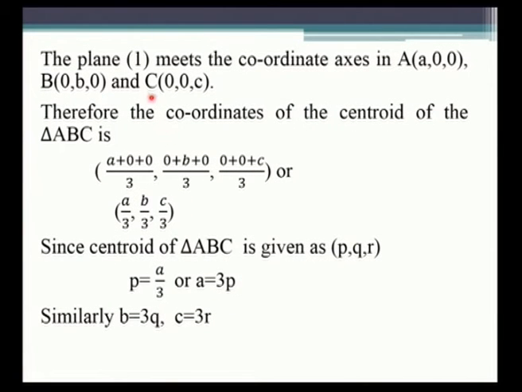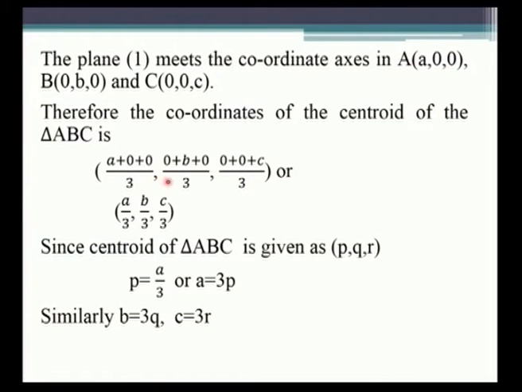Next, the plane represented by equation 1 meets the coordinate axes at the points A, B and C, where A has the coordinates (a, 0, 0), B has the coordinates (0, b, 0) and C has the coordinates (0, 0, c). Now, the coordinates of the centroid of the triangle ABC are ((a + 0 + 0)/3, (0 + b + 0)/3, (0 + 0 + c)/3).